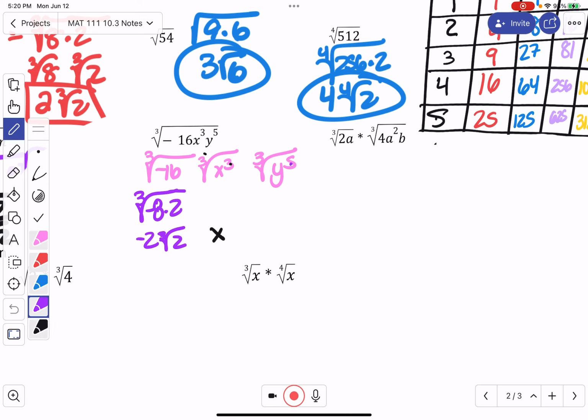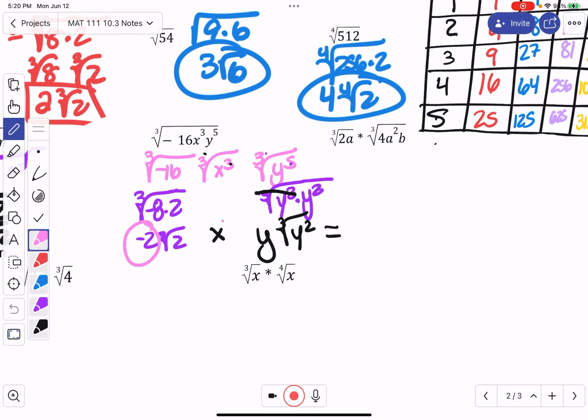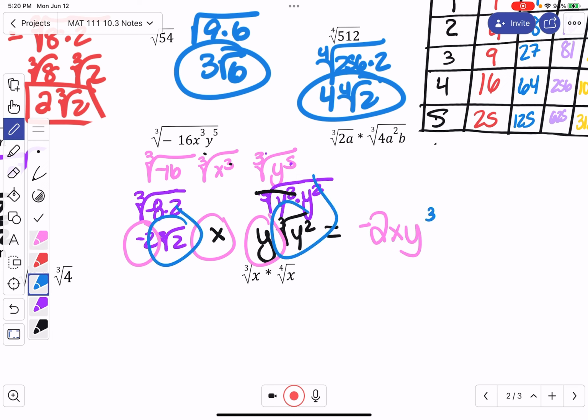And then here, y to the 5th can be rewritten as y cubed times y squared. And I just choose that because I know these are going to cancel, and then I leave the y squared on the inside. Now I take everything that's on the outside, and I write that together. And then I take everything that's on the inside and keep it on the inside. That's another way to simplify.